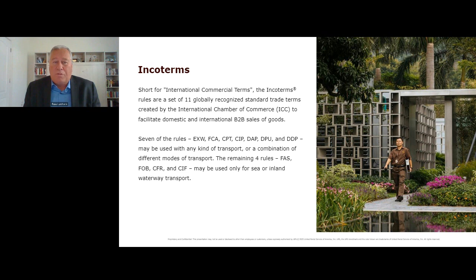Seven of the rules are applicable to any kind of transportation. And when I say transportation, I mean air, ocean, rail, inland sea transport, things like that. There are 4 remaining rules, FAS, FOB, CFR, and CIF, and they may be used only for sea or inland waterway transportation.